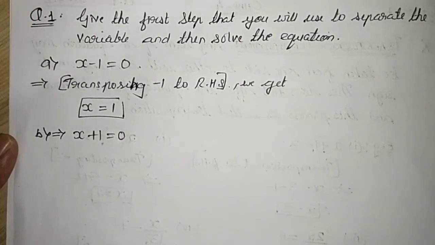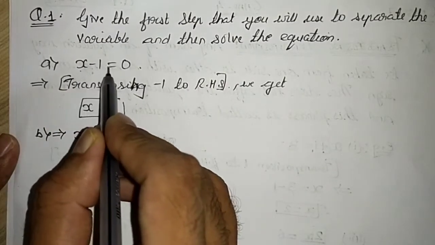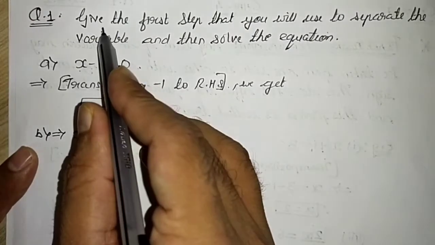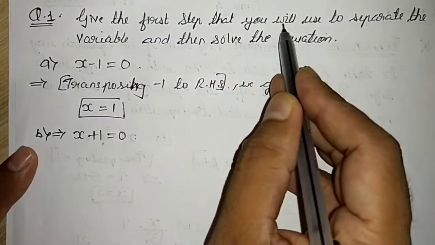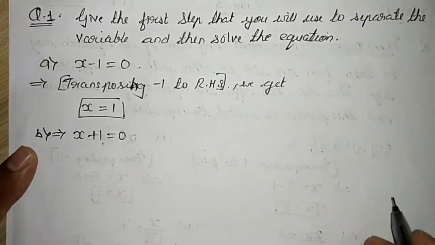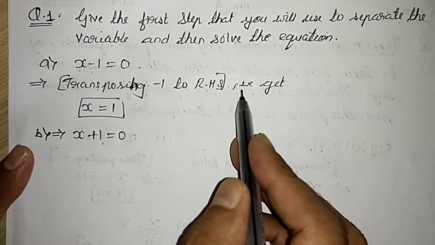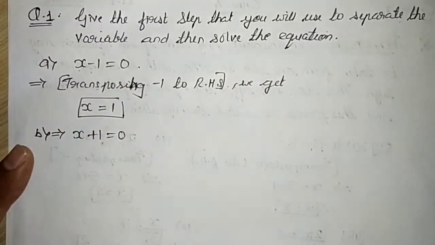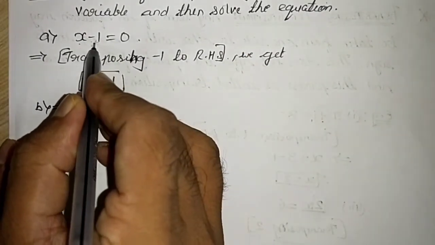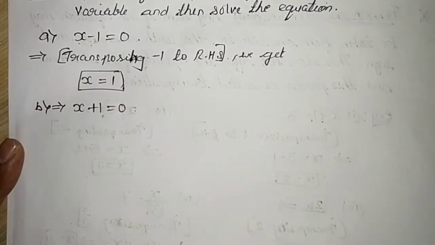It has almost 10 parts, starting with A. They have given x minus 1 is equal to 0. They have told us to give the first step that you will use to separate the variable. You are separating the variable and then solving the equation. So the first step will be transposing minus 1 to RHS. To RHS means from LHS to RHS we will transpose. So it is minus, so according to the rule when we transpose it will become plus. So this is our answer, x is equal to 1, and 1 is the solution.